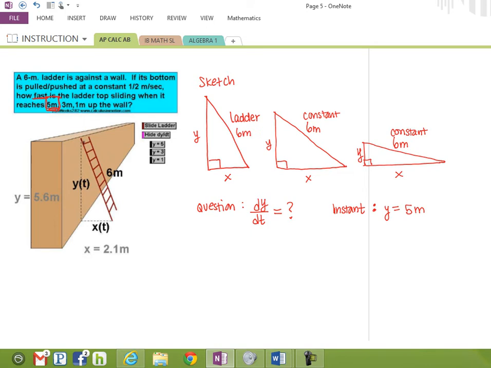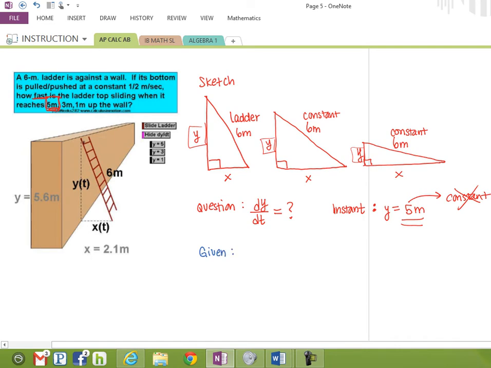You have this value here, and the reason I make you do the sketches and then we go straight to the question and instant, I need you to understand that this value is not a constant value. And how do I know it's not constant? Because the y value here, here, and here is not always 5. It changes. Okay? Next, we're going to go through and we're going to figure out what the given information is.